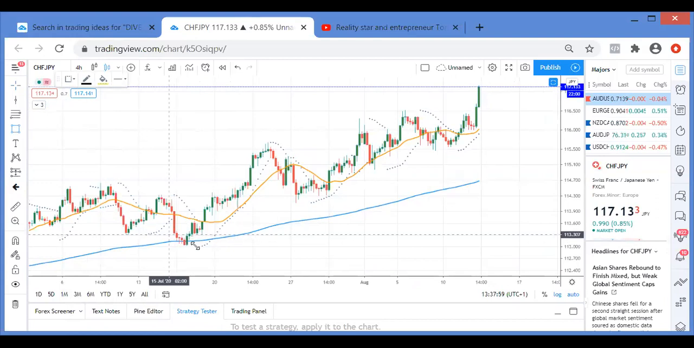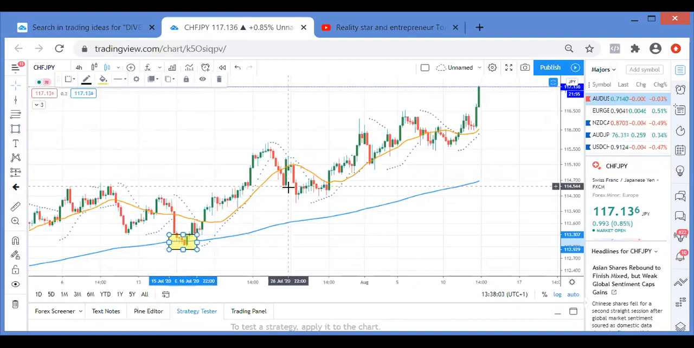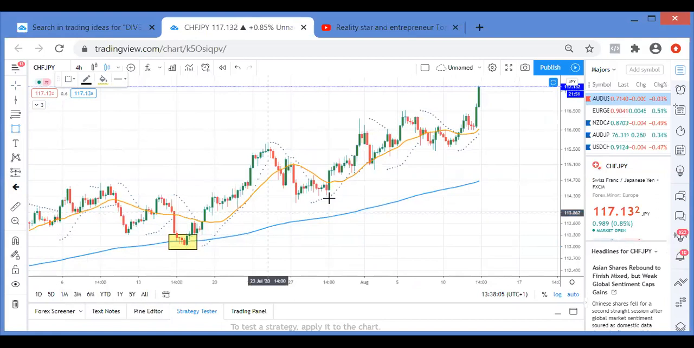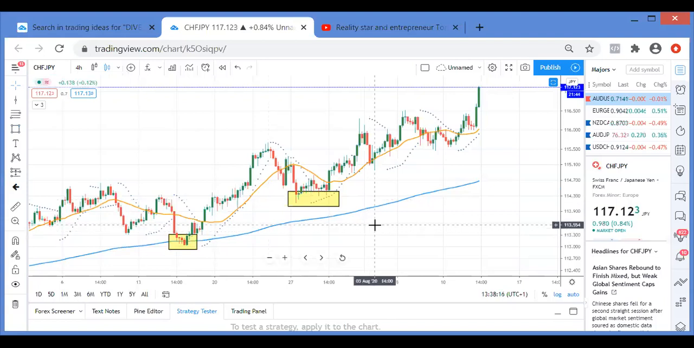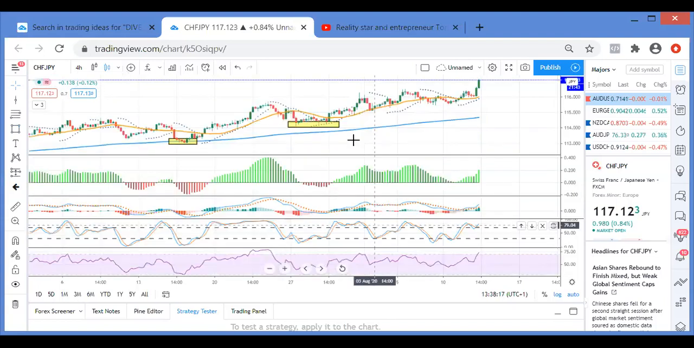Let me mark here, and I'll mark here, because for me this looks like a low, but we'll see on the MACD. Maybe I'm wrong. So look. See, I was correct. Can you see this low and this low? Now this low is higher than this low.